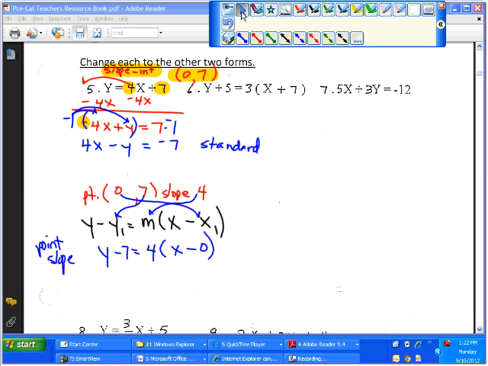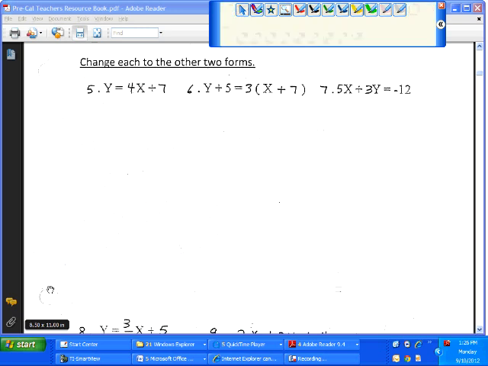How did we get it in point-slope form? Plugged in a point in the slope. Where did we get them? From slope-intercept form. Where did we get our point? It was the y-intercept. What was the y-intercept? Y when x is 0. Okay? Any questions on number 5? We started with slope-intercept, and we changed it to standard and point-slope. Okay? All right, very good there. Number 6, what form are we in to start with?